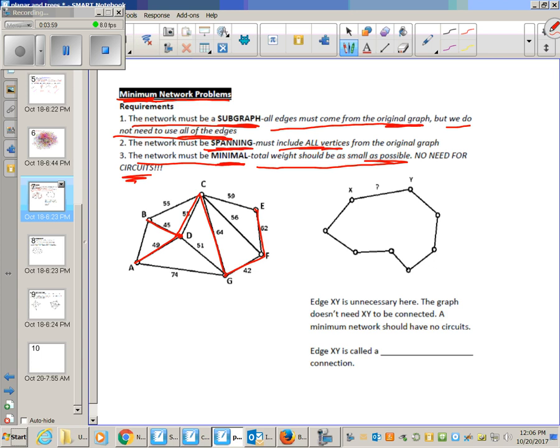All right, so in this next example right here, a minimum spanning tree would be probably X here, here, here, here, here, here. That is an example of a tree subgraph. This was a circuit. This edge right here was unnecessary. That's not going to be part of our subgraph. We don't want to have a circuit. Edge XY is unnecessary here. The graph doesn't need XY to be connected. A minimum network should have no circuits. All right, edge XY is just called a useless connection. We don't need it.